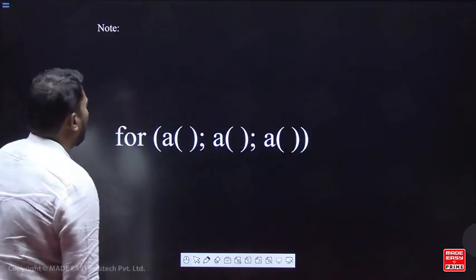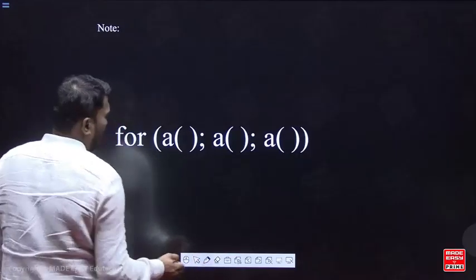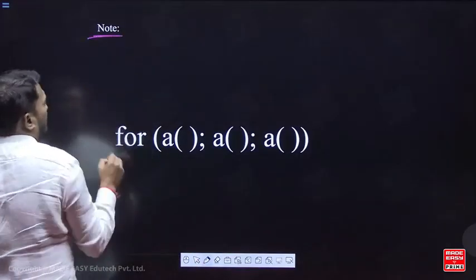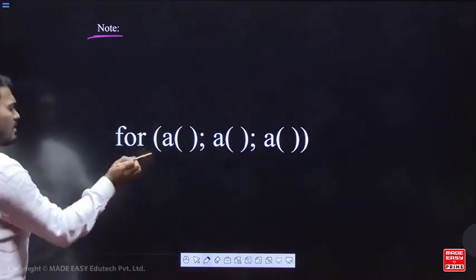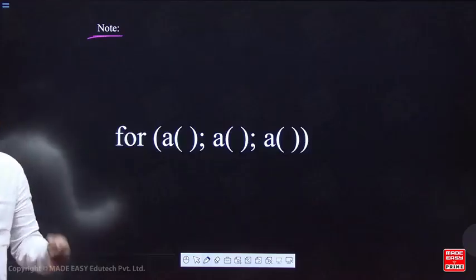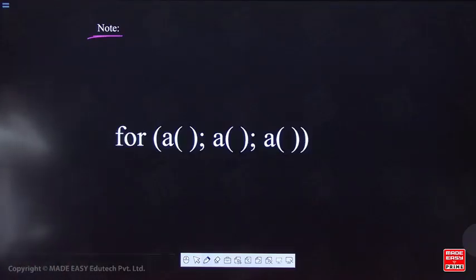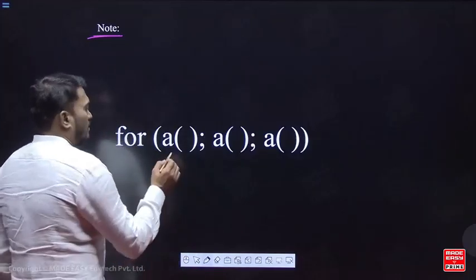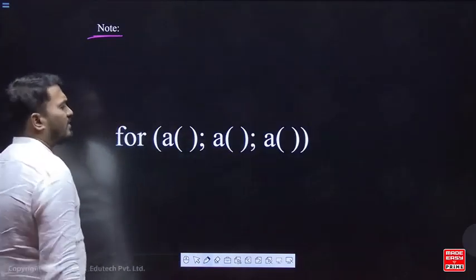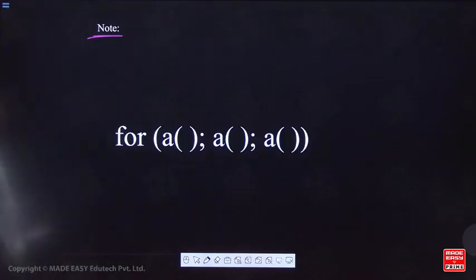Okay, right. So very good. Next, note down this. This is important. Just copy this: for a function a here, function a here, function a here. Just copy. I will explain what the meaning of this is. Keep it as a note.